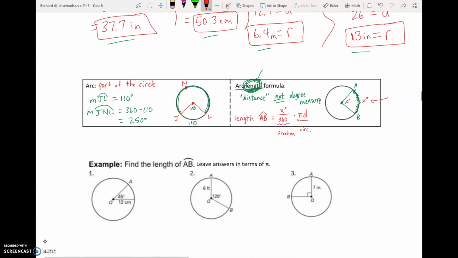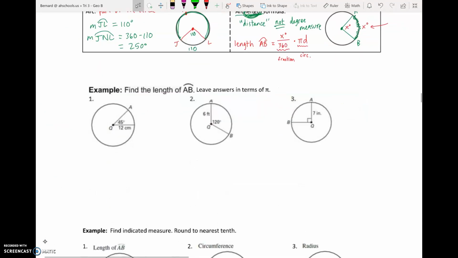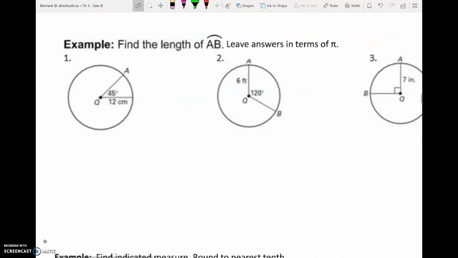Now, that's a lot of discussion. It probably made no sense. So let's practice it a little bit. So if we want to find the length AB, and we're going to assume that was a B, we're trying to find the length of this arc here.